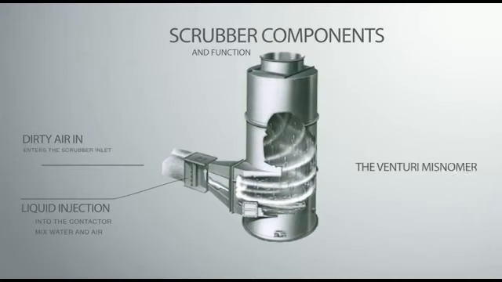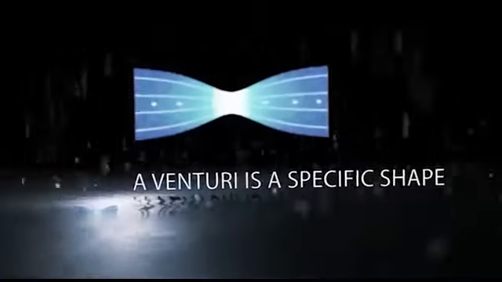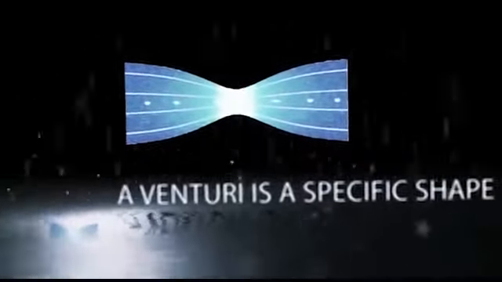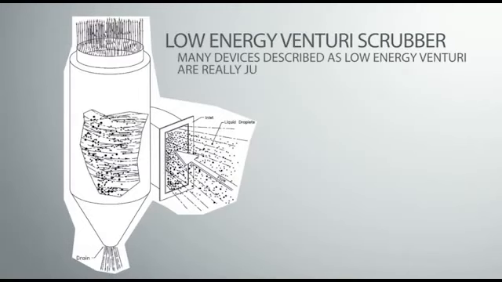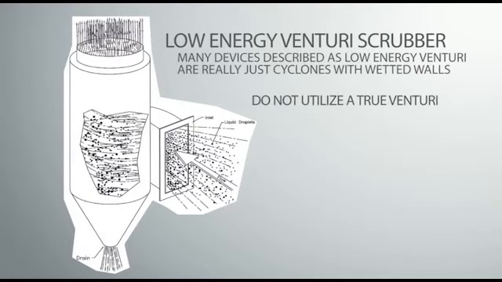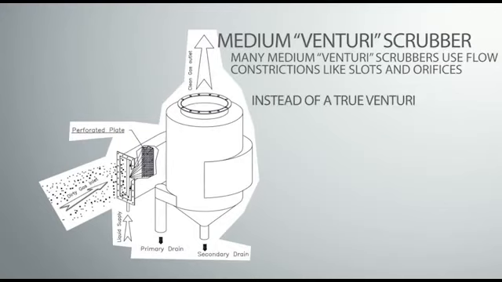Although it is something of a misnomer, the contactor is often called the Venturi, and the entire device is often called a Venturi scrubber. This is often a misnomer because many designs do not actually use a Venturi. A Venturi is a specific device or shape named after an Italian physicist, Giovanni Venturi, and is used as the contactor in some scrubber designs. Many devices described as low-energy Venturi scrubbers are really just cyclones with wetted walls and do not utilize a true Venturi. Many medium and high-energy Venturi scrubbers use flow constrictions like slots and orifices instead of using a true Venturi.